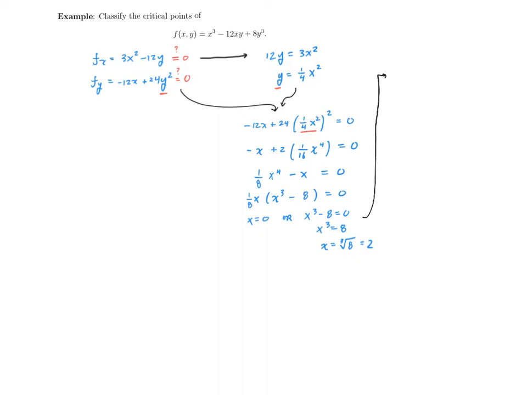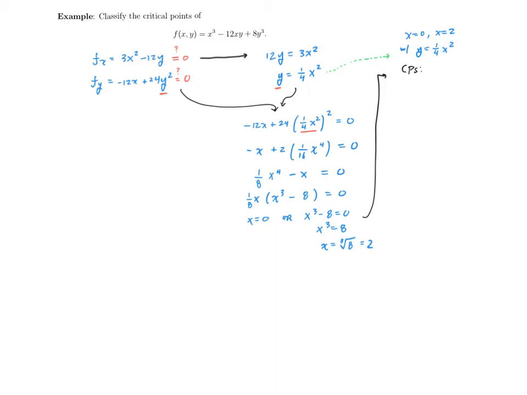So in terms of our critical points, they are going to occur when x is equal to 0, or x is equal to 2, with y being 1/4 x squared. And the important step is to remember that y equals 1/4 x squared from the first equation is coming back up and needs to be used.